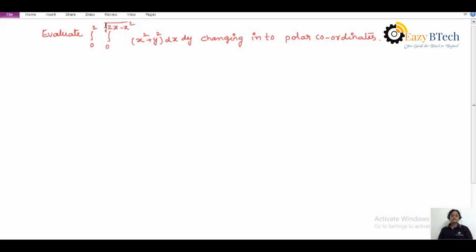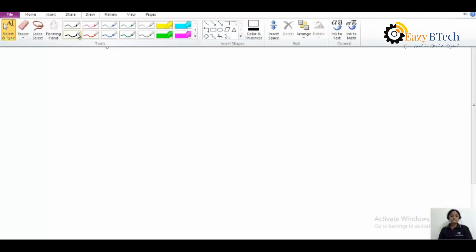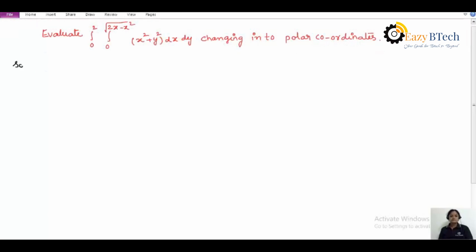Question: evaluate the integral from 0 to 2, integral from 0 to root of 2x minus x square, of x square plus y square dx dy, by changing into polar coordinates. Okay, now I am doing the solution. So solution: it was given that 0 to 2 and 0 to root of 2x minus x square, x square plus y square dx dy.